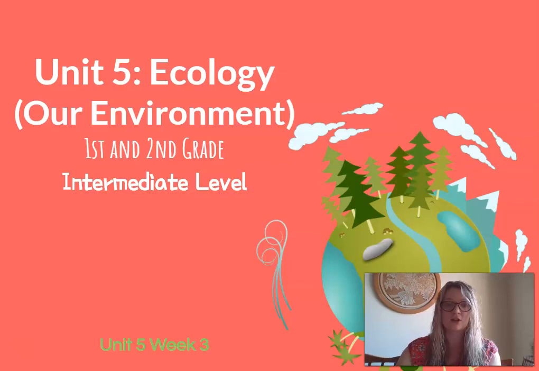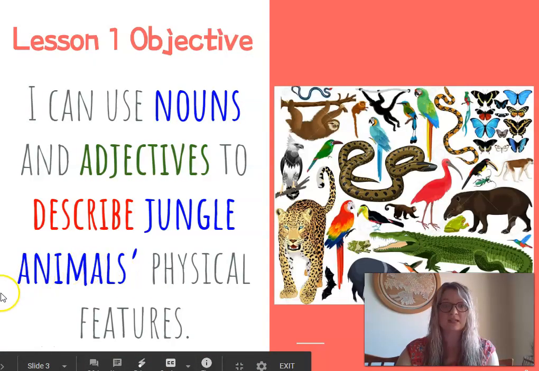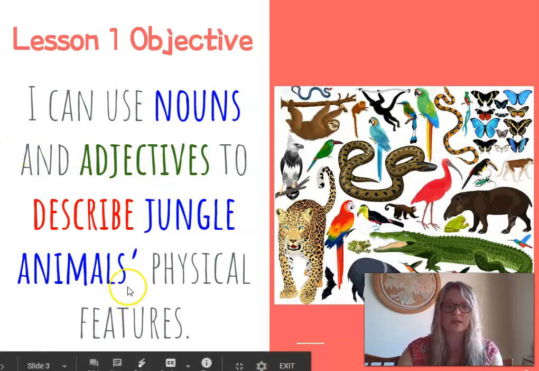Let's go ahead and get started with Lesson 1. Our objective today is to use nouns and adjectives to describe jungle animals' physical features. Nouns are people, places, animals, and things. When we talk about the animals or their body parts, we're using nouns. All of our nouns will be in blue. We're also going to use adjectives. Adjectives are describing words, and they can tell what the animal looks like or feels like or sounds like. Adjectives will be in green.